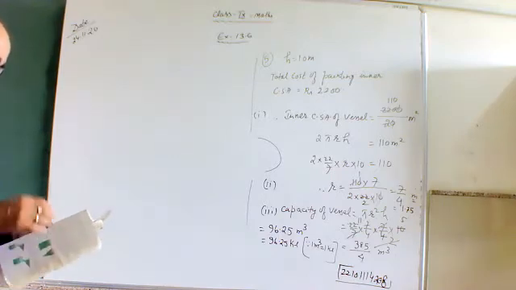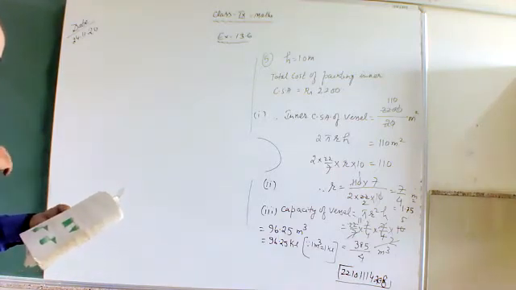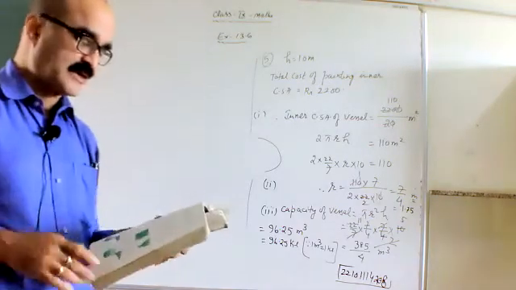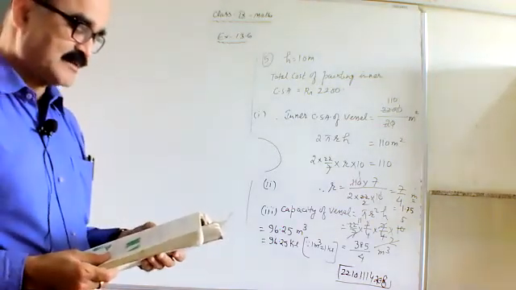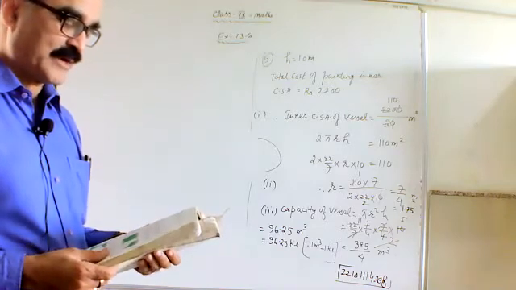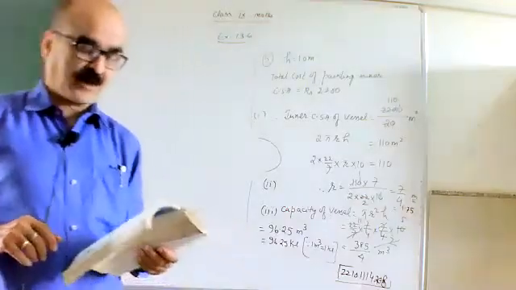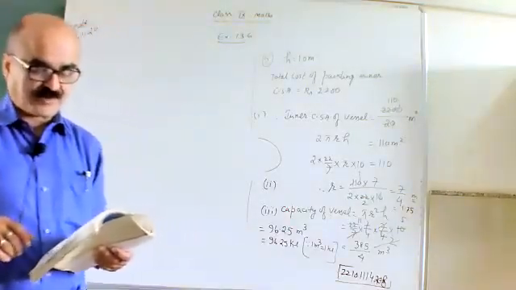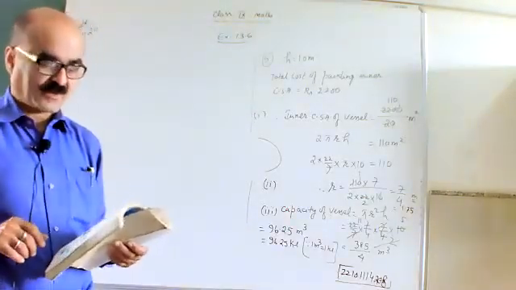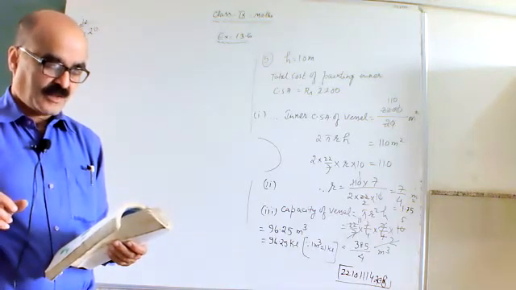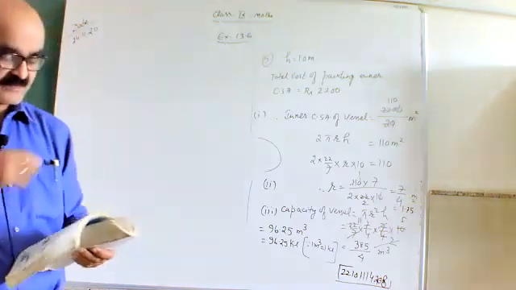Now, the next question is: the capacity of the closed cylindrical vessel of height 1 meter is 15.4 liter. How many square meters of metal sheet would be needed to make it? ठीक है? So the capacity of the cylindrical vessel is given as 15.4 liters, and the height of this is 1 meter.